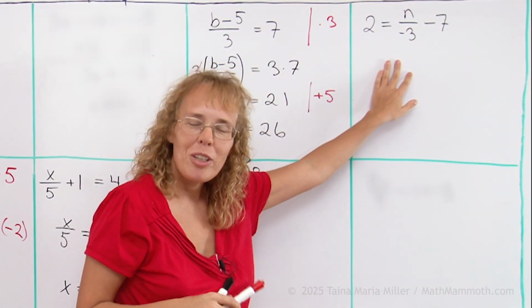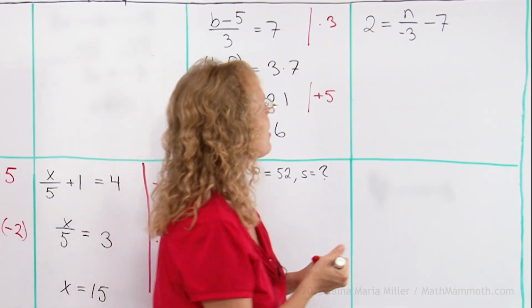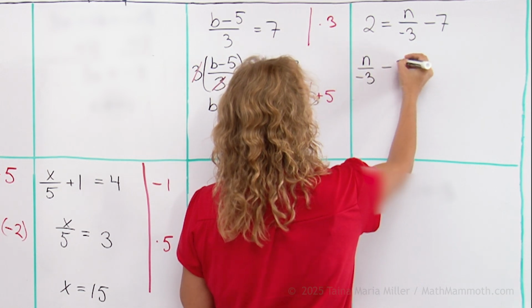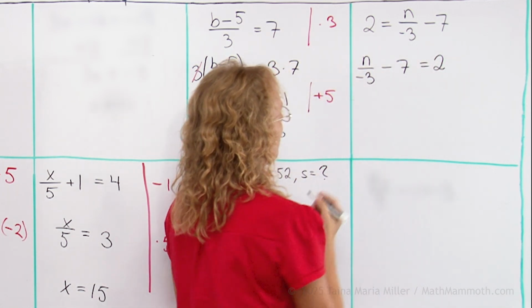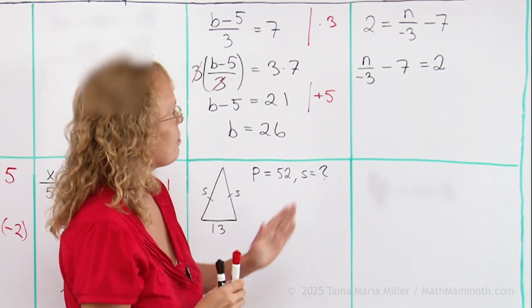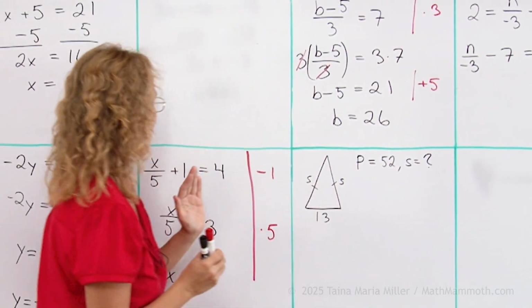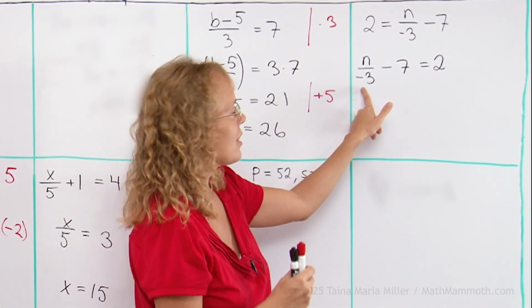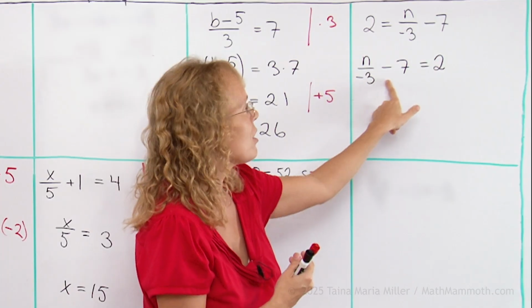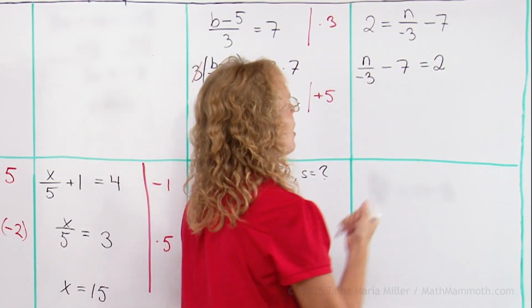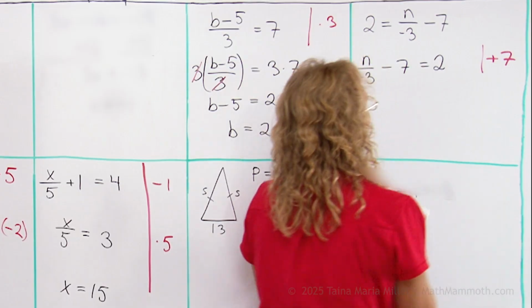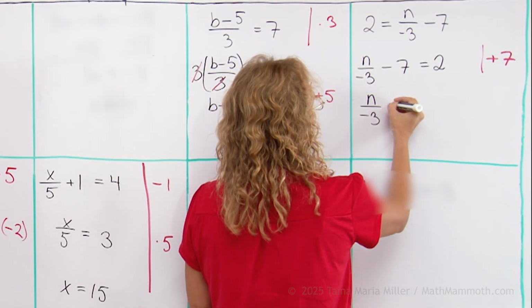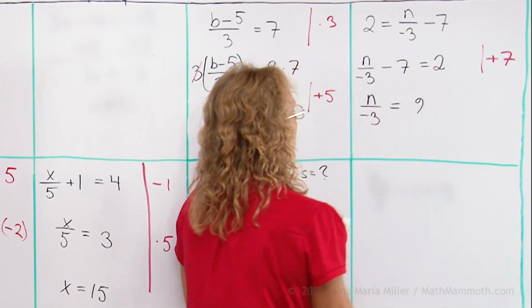This one, maybe again you want to flip the sides first, so you get your variable on this left side. n over negative 3 minus 7 equals 2. And now, okay, this is similar to what we had here, it just has more negatives. We want to have this term with n alone here, so we get rid of this minus 7 first by adding 7 to both sides. And then that leaves n over negative 3 here, and here 2 plus 7, 9.